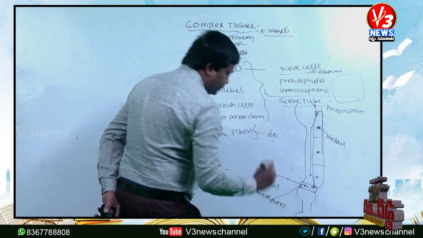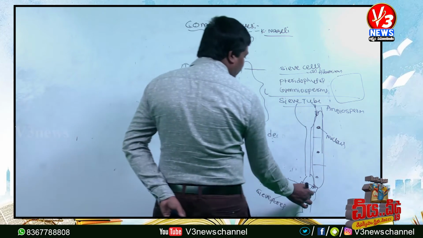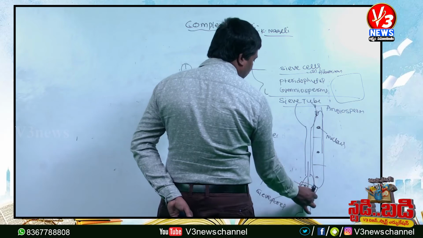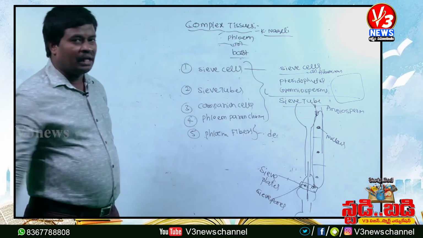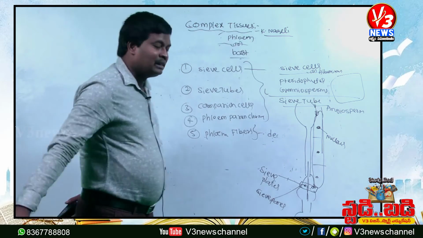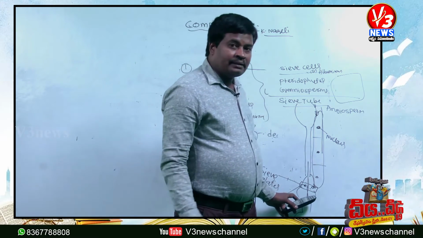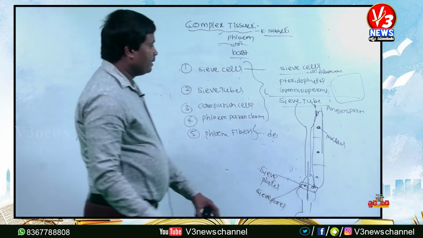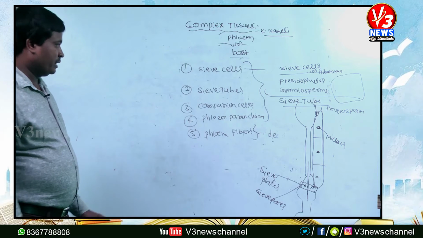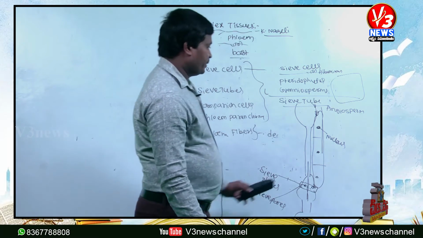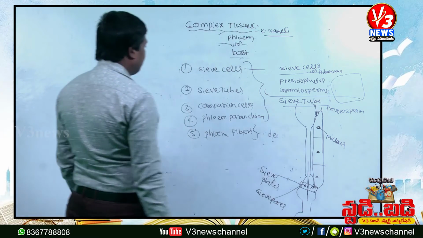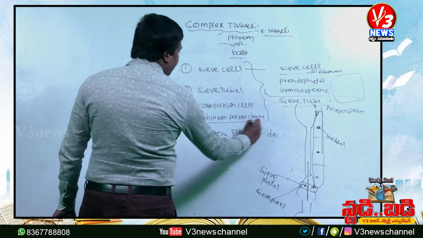Sieve pores are interconnected by plasmodesmata. What is plasmodesmata? A small hair-like structure connected to two cells, which helps in intercellular transportation.